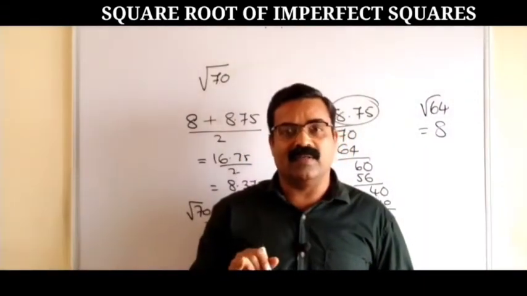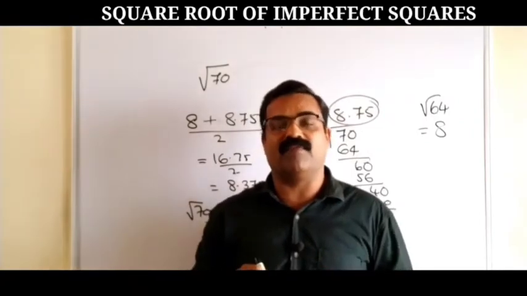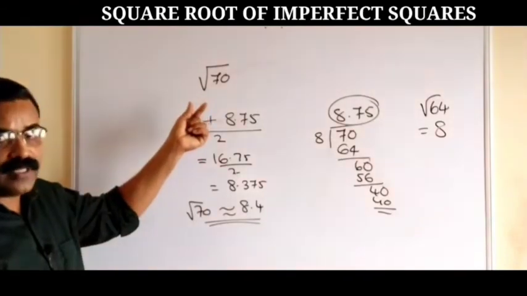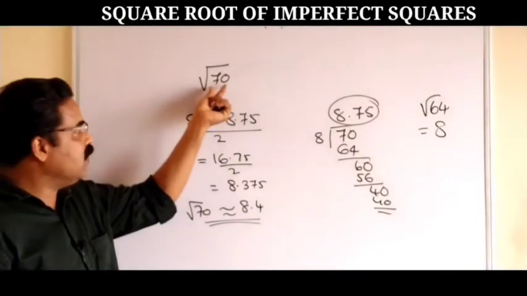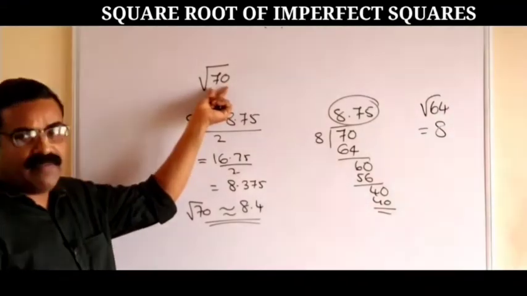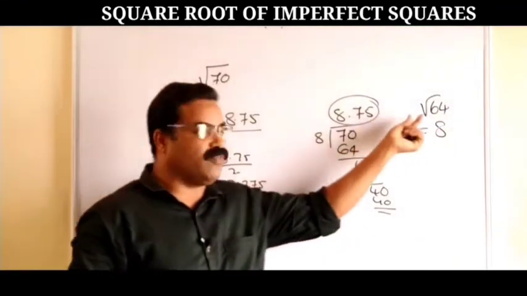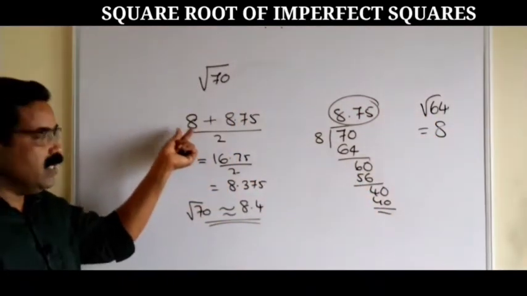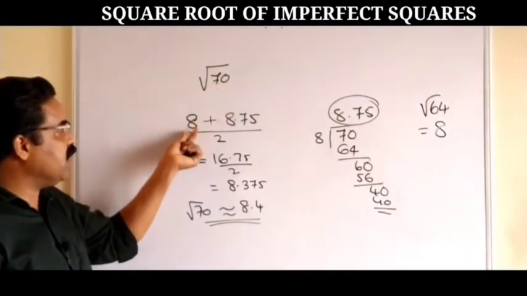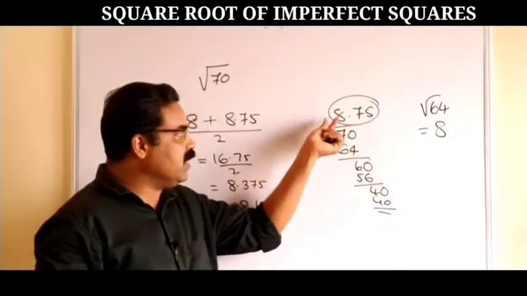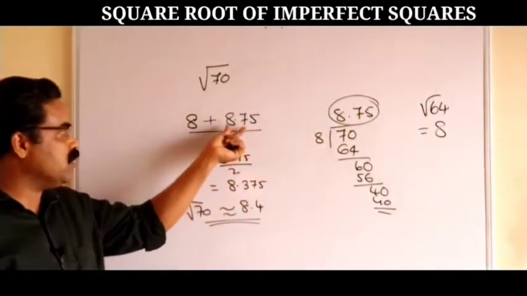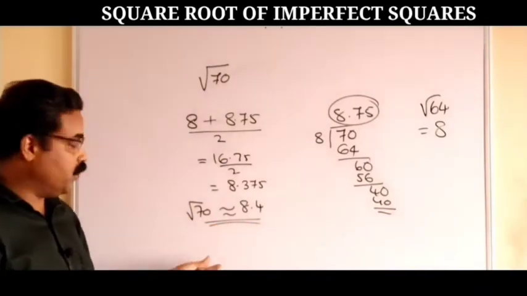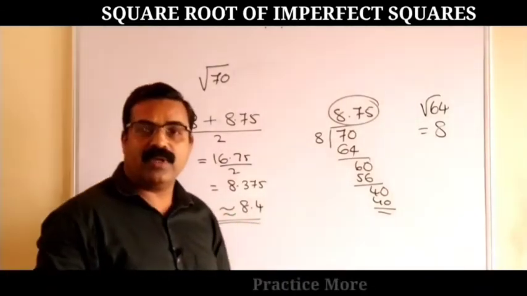This method is called finding the square root of an imperfect square. How to do that? First we need to calculate the square root of the perfect square that is less than the given number. So 70 is the given number. Below 70 the perfect square is 64. So the root of 64 is 8. I have taken that 8 first. Then divide the given number by that 8. When I divide 70 by 8, I'll get 8.75. So add that 8.75 and take the average. When I take the average, I get approximately 8.4. So root 70 will be approximately equal to 8.4.